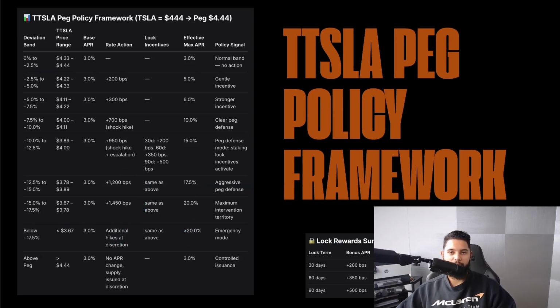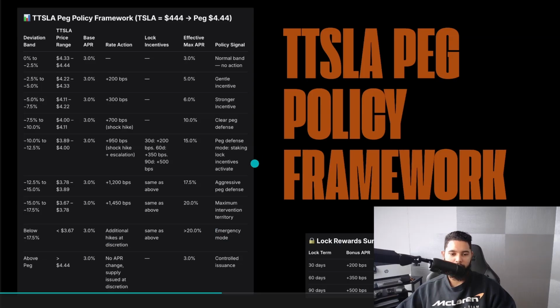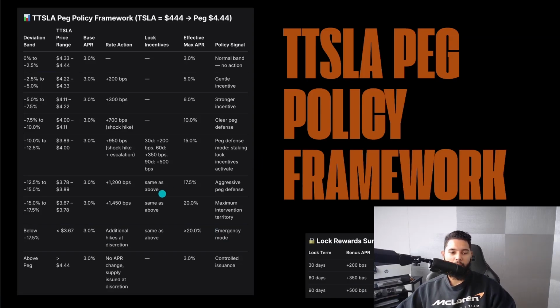And then you've also got the max lock rewards that are activated. So essentially, it's telling the market, hey, the interest rate is now 20% if you buy tokenized Tesla. And if you then stake it for, say, 90 days to get the max yield boost, you'll get 25% yield if you buy tokenized Tesla and stake it for 90 days.